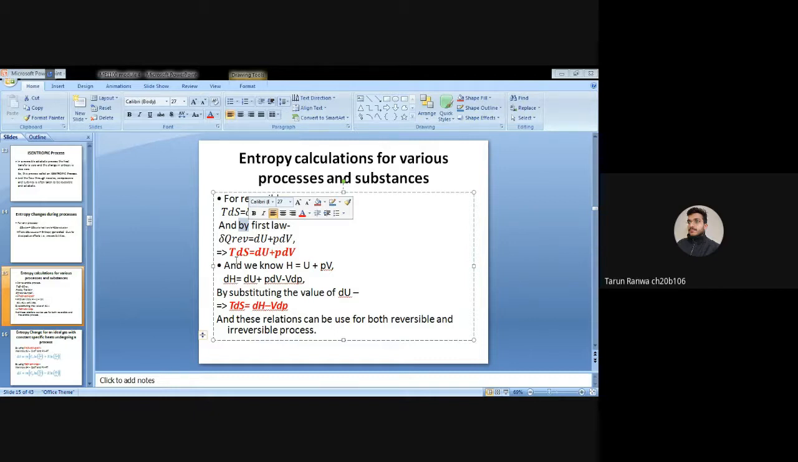So this is the first equation to compute entropy, and we know H equals U plus PV. So differentiating, dH equals dU plus PdV plus VdP. By substituting the value of dU, we get TdS equals dH minus VdP. So this is the second equation to compute entropy, and these relations can be used for both reversible and irreversible processes.